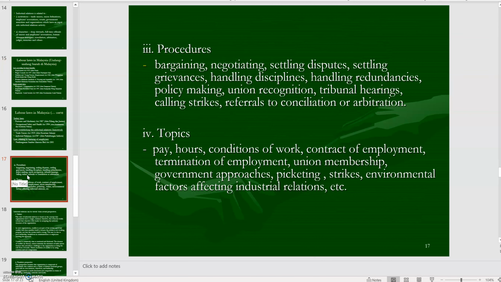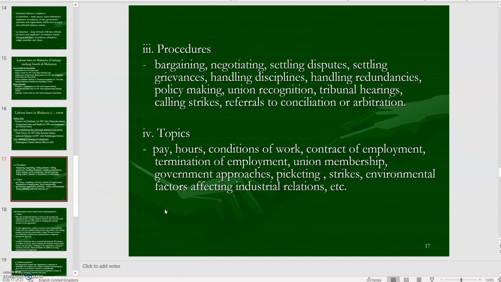In terms of procedures, we have the procedures under IR: bargaining, collective bargaining, negotiating, settling disputes, which is mandatory in Malaysia, and then settling and handling grievances, where the guidelines are provided in the Code of Conduct for Industrial Harmony 1975, handling discipline, handling redundancies, also in the Code of Conduct, policy making, union recognition, tribunal hearings, calling strikes, referrals to conciliation. These are all procedures under IR, which we will look at under part 3, in the approach of this subject or this course.